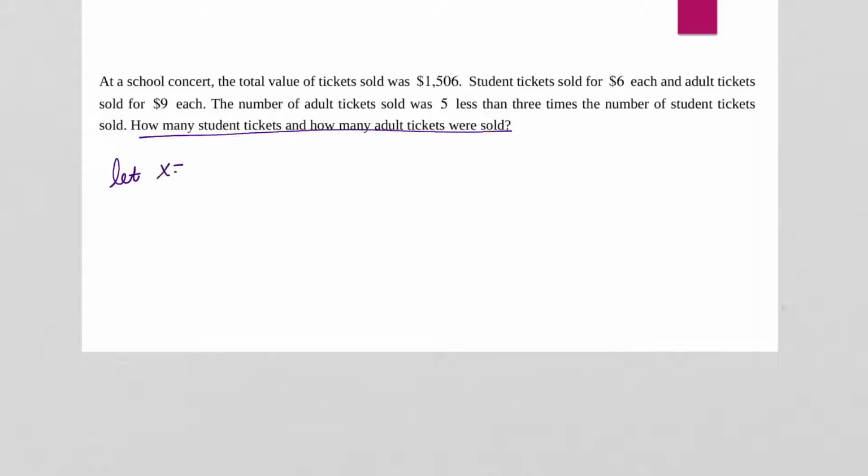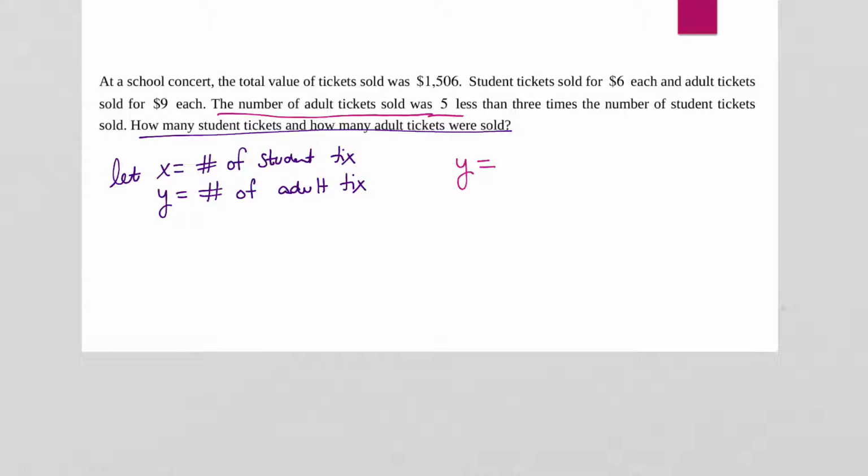Let x equal the number of student tickets. We're going to let y equal the number of adult tickets. Okay? So I know something about the number of adult tickets, so y is equal to 5 less than 3 times the number of student tickets. So 3 times the number of student tickets minus 5. That's how you find your adult tickets.